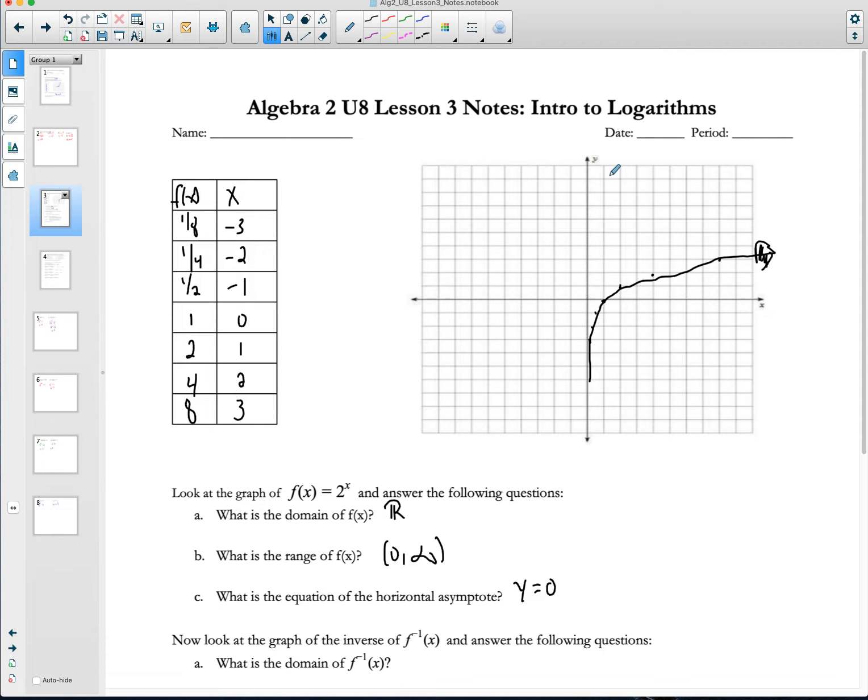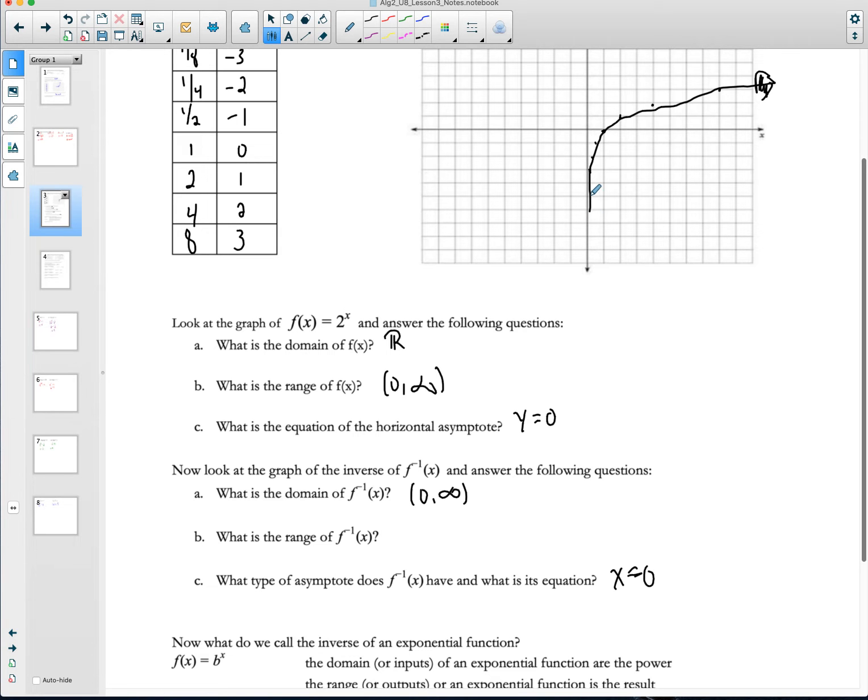What type of asymptote does it have? It has a vertical one, and its equation is x equals 0. And notice that influences now our domain, because now the domain is 0 to infinity. Well, notice this graph is going to keep going down forever. It's going to the right and up. It's not going up very fast, but it's still going to continue up and up and up forever. So the range is all real numbers.